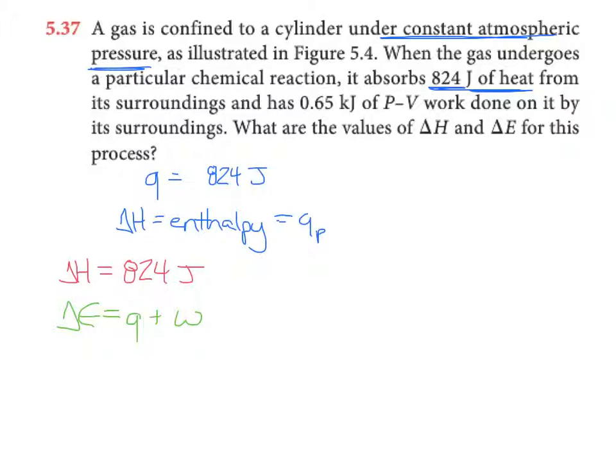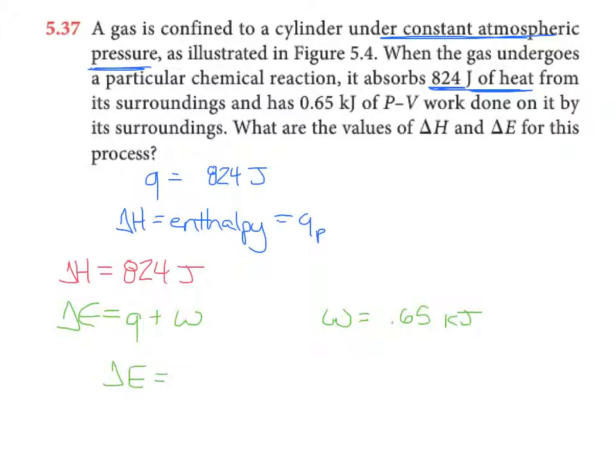So what does that tell you about the sign of work? If the work is getting done to it, what does that tell you about the sign of work? It should also be positive. Just like what happens when heat is absorbed, if work is done to it, the sign is also going to be positive. Okay? So in order to get delta E, I can just add Q plus W, but what do I need to be careful about? The units.